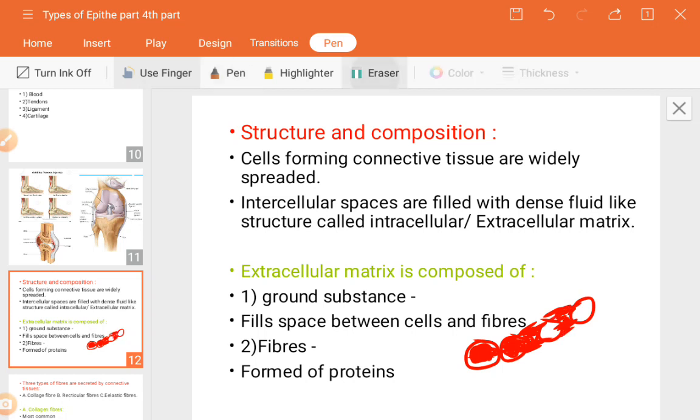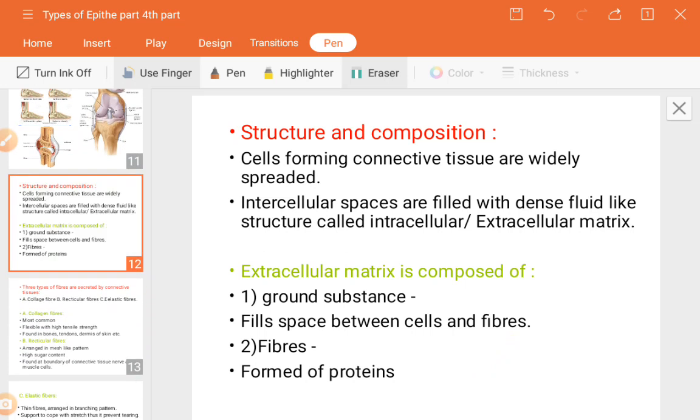Okay, likewise the things are connected to each other. Extracellular matrix is composed of a ground substance and fibers. See guys, the extracellular matrix is the matrix which connects two different cells and tissues. It is made up of a ground substance and fibers. Ground substance is the filled space between the cells and the fibers, and fibers are thread-like structures made up of proteins.